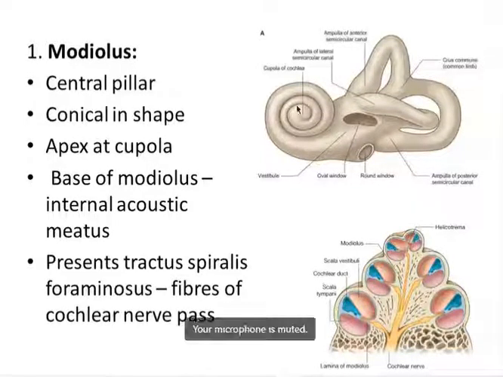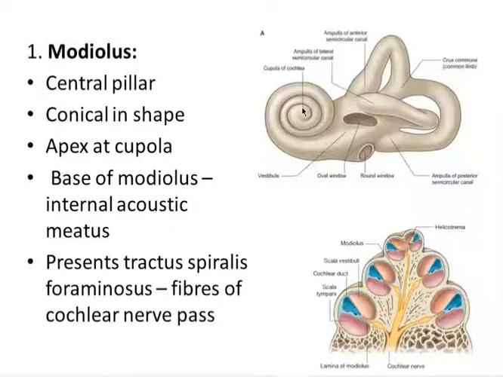So it takes two complete turns, the other takes 3-4 turns, right. And inside the cochlea there lies a cochlear canal. Now if you take a section like this, what happens is it consists of a central pillar there, which is known as the modiolus. It is conical in shape. Its apex is known as the cupola.